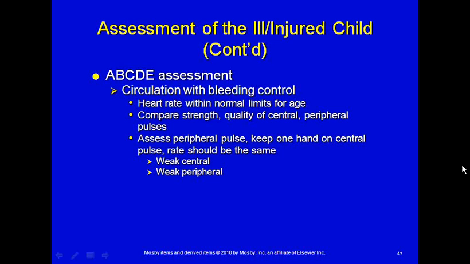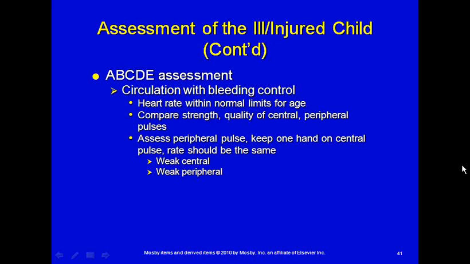When you're assessing the circulation, also you're feeling the pulse to know if it's within the normal limits for their age. Remember that children's heart rates beat faster than ours do, so a sinus tachycardia for us is somewhere between 100 and 150, where a sinus tachycardia for an infant could be somewhere between 100 and 210. So infants' rates, children's rates are much faster.